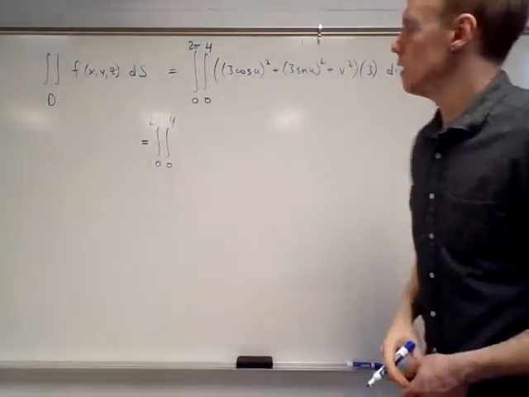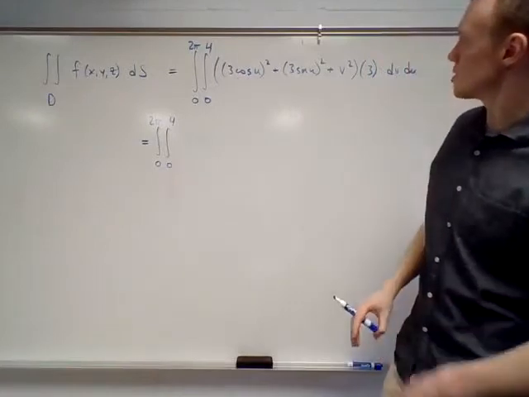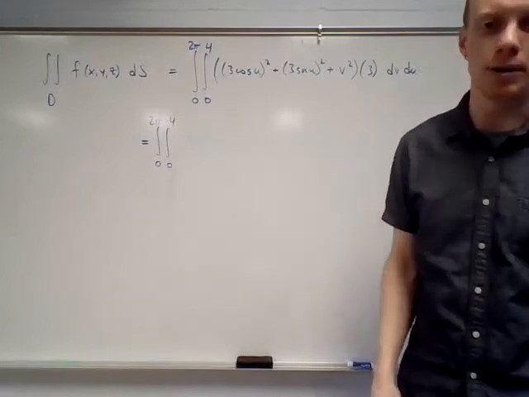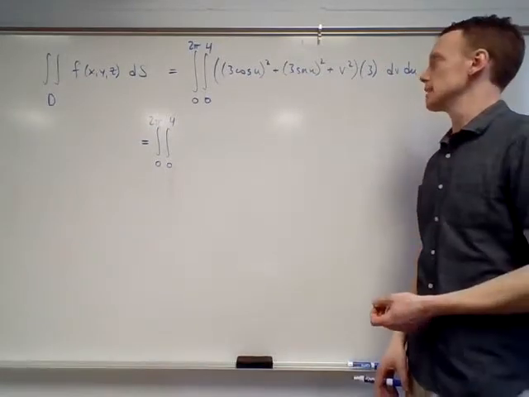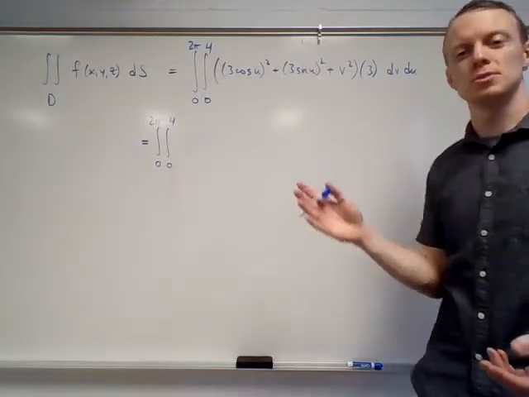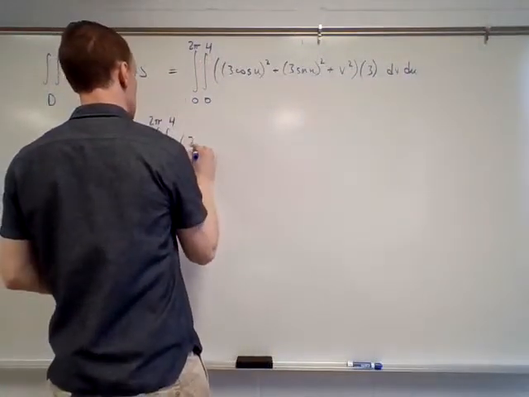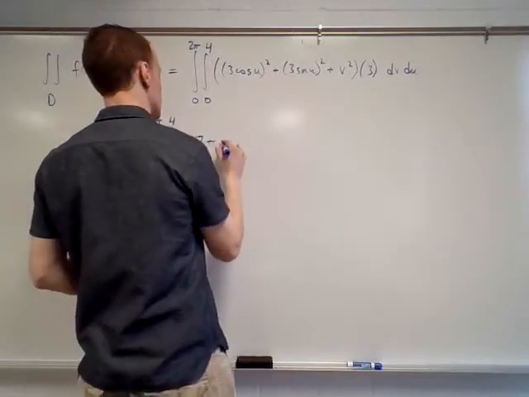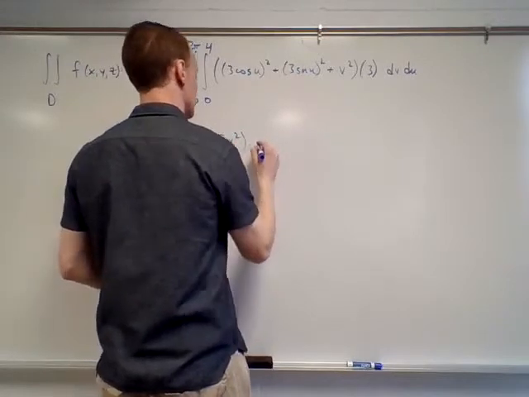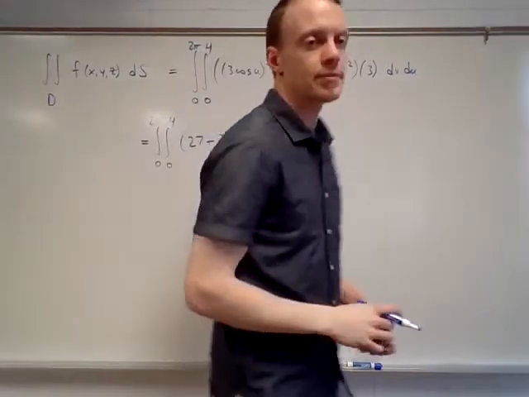Still the double integral from 0 to 2 pi, and then from 0 to 4. 3 cosine u squared plus 3 sine of u squared simplifies out to just a 9 by using the Pythagorean theorem once again. So I have 9 plus v squared, and then that whole thing times 3. I'm going to choose to multiply that 3 into both of those terms, and that's going to give me 27 plus 3 v squared dv du.